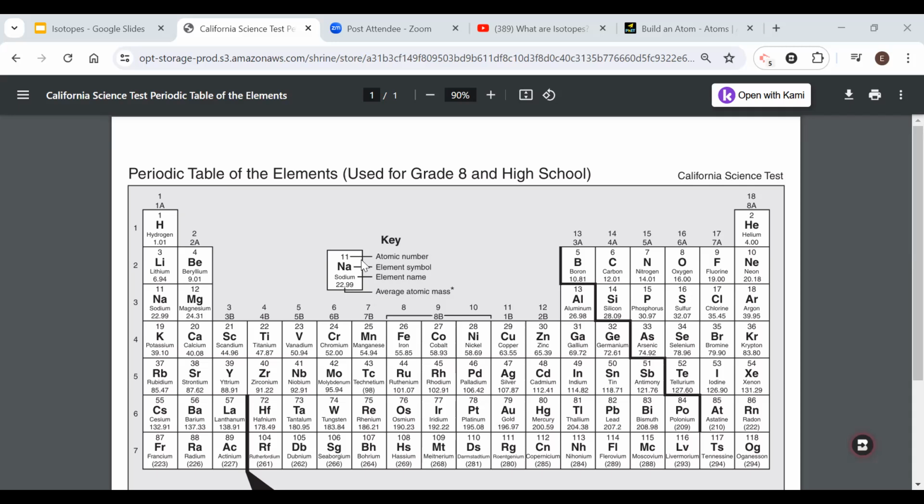Note that atomic number is also the number of protons. Atomic number is the number of protons. And every element in this periodic table is neutral, meaning that the number of protons is equal to the number of electrons. Okay?